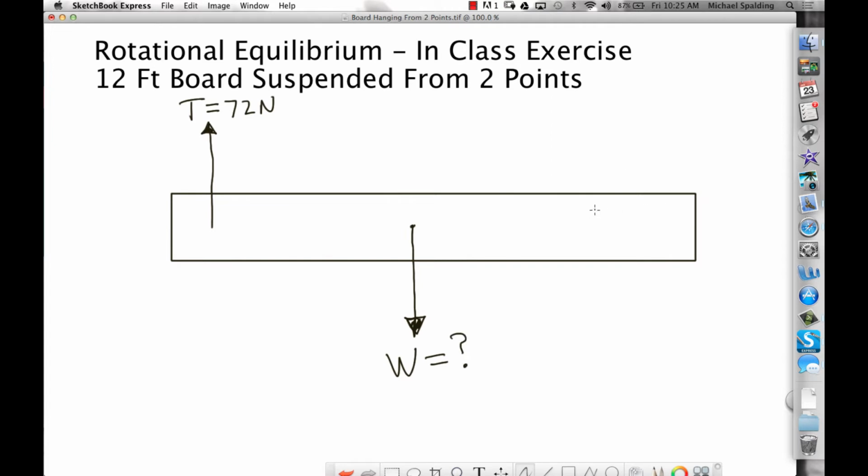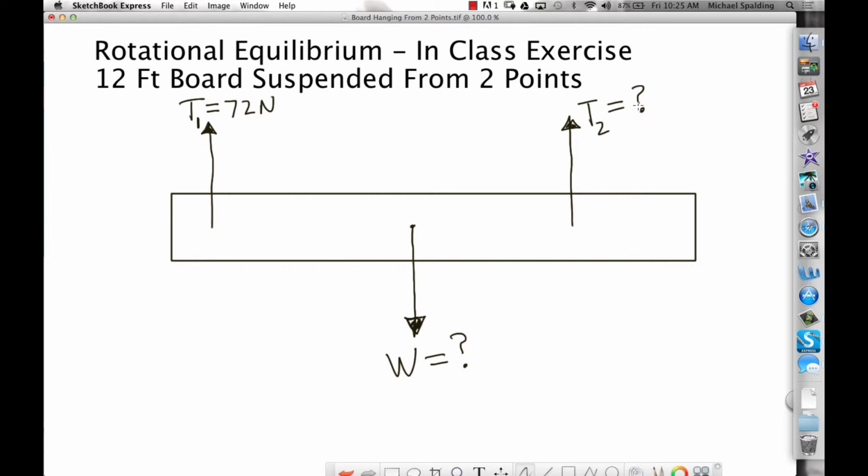And then 3 feet in from the right end, we have a second force acting on the board, an upward force suspending the board. We'll call this one T2. So let's call this one T1. So we have tension 1 and tension 2. We do not know what tension 2 is.